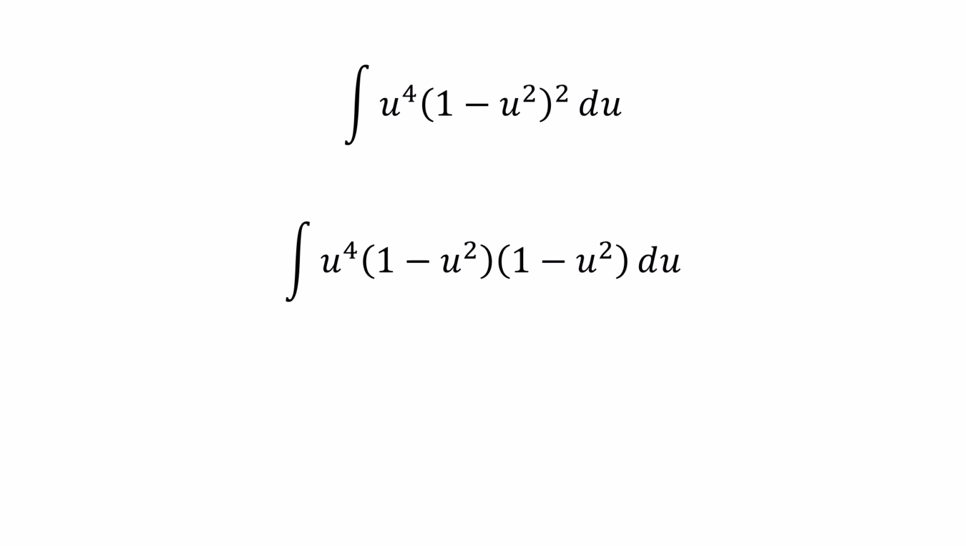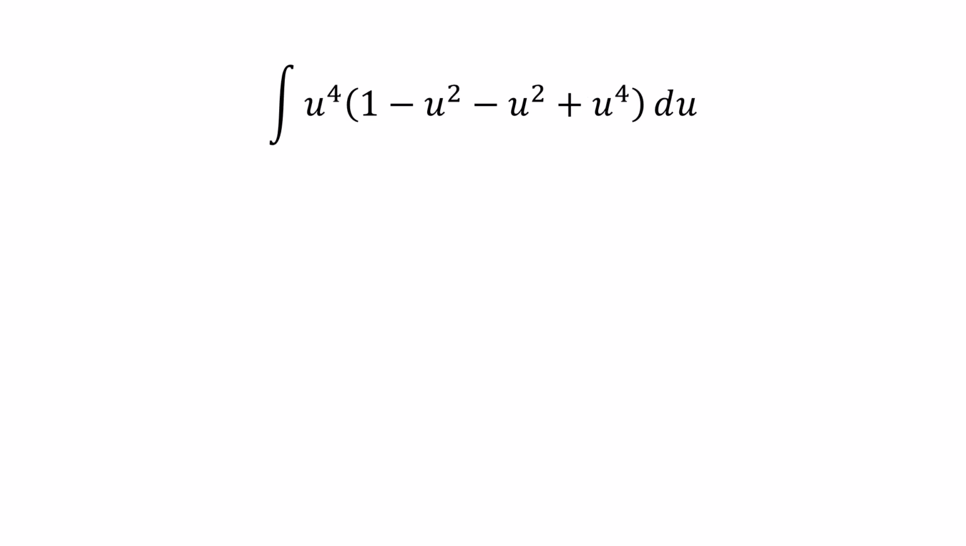Multiplying out the two binomials gives the integral of u to the fourth times 1 minus u squared minus u squared plus u to the fourth du. Combining like terms, we get the integral of u to the fourth times 1 minus 2u squared plus u to the fourth du.